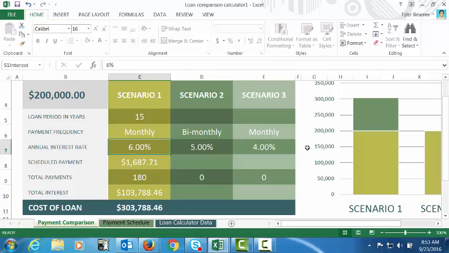So to get the percent in interest, I want to divide the total in interest by the total cost of the loan. So 103,788.46 divided by 303,788.46, and that gives me the percentage as a decimal. So then times that by 100 to move the decimal to the right 2 places. So we'll get 34.16%.